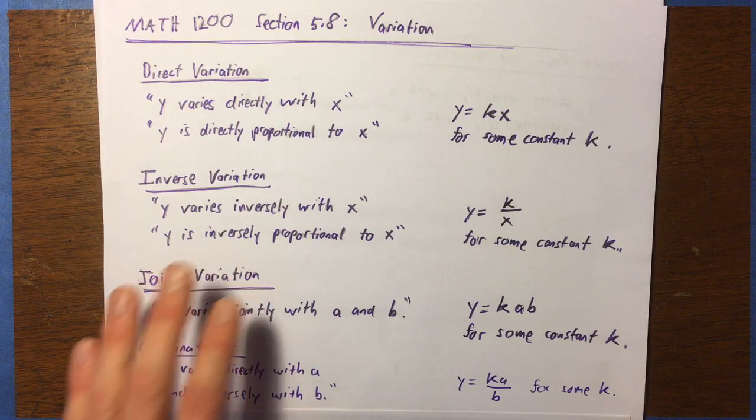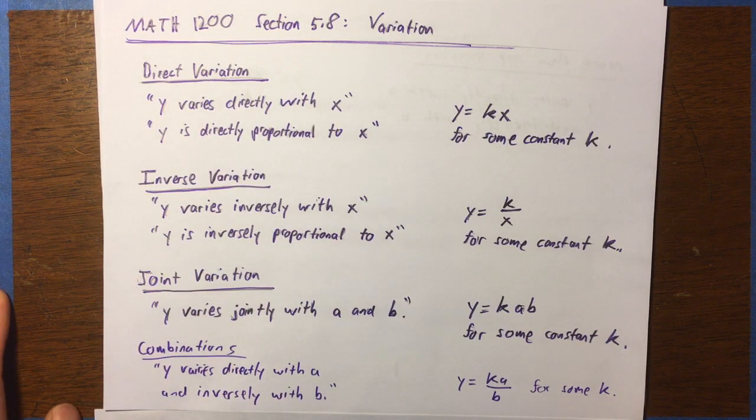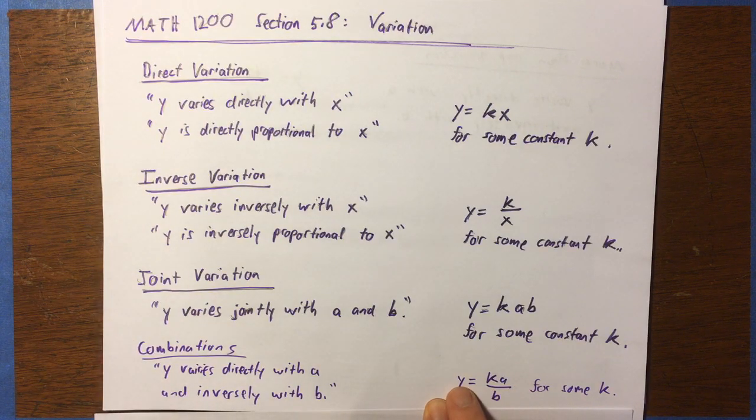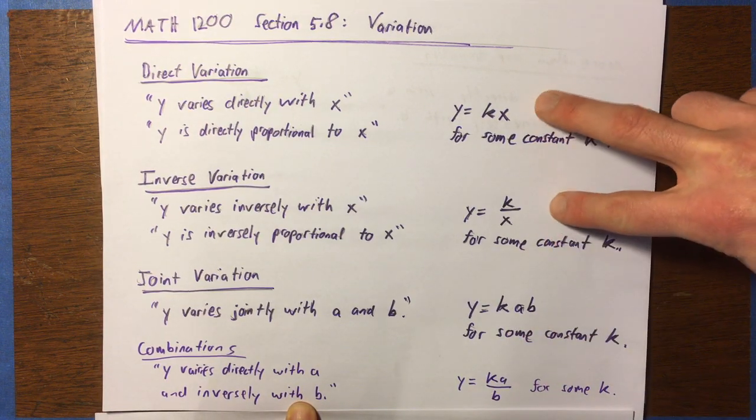And then lastly, you can have different combinations of these things. This is just one example of a combination: y varies directly with a and inversely with b. That means that, like joint variation, you're just multiplying everything together, and you still only have one constant of proportionality. So y is k times a, that's the directly with a part, and then divided by b, that's varying inversely with b. You see how this is basically a combination of these two.